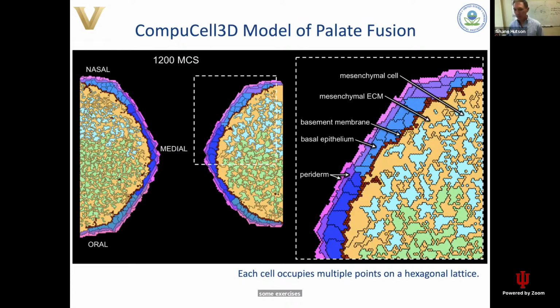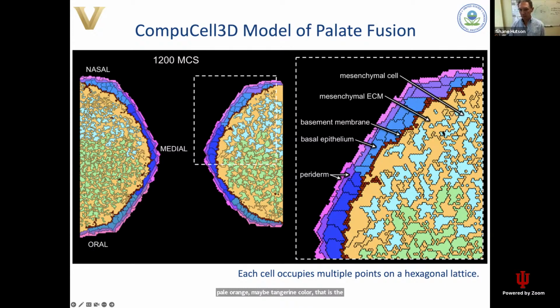So the players, right? You got to have different cell types that get defined for any one of these models. And so here's the players that we have in our palate model. In the cyan and the light green, we've got two different kinds of mesenchymal cells. You can see they have this very spread out morphology here. That's based on how we set the energies, and I'll show you that in a little bit. And those are interspersed within this pale orange, maybe tangerine color that is the extracellular matrix of the mesenchyme.